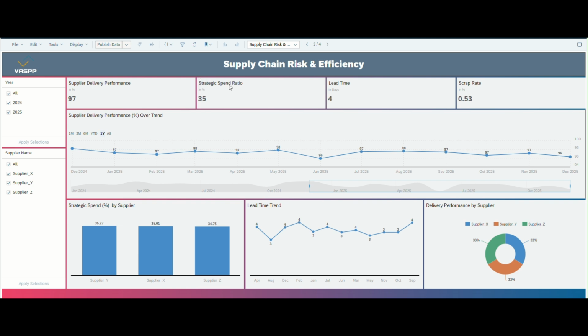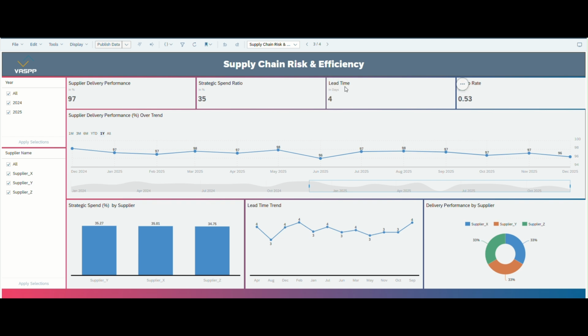Supporting this, the strategic spend ratio is at 35%, showing that a significant share of procurement is directed towards strategic suppliers. This disciplined allocation minimizes supply chain risk while protecting mission-critical operations.